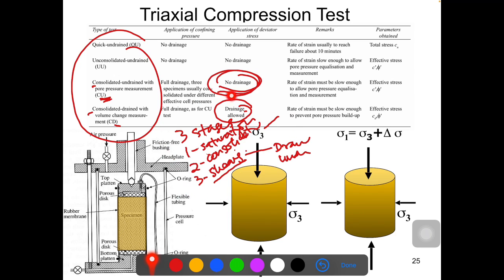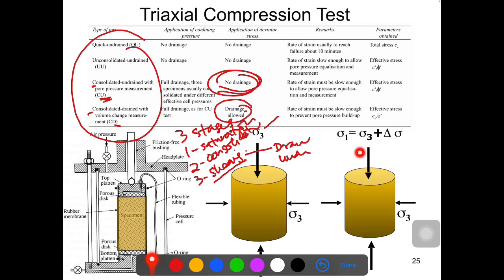The triaxial test has three stages: saturation, consolidation, and shearing. Either you open the valve or you close the valve, and either you do the consolidation stage or you skip it. Depending on whatever steps you do, you will get QU, UU, CU or CD.